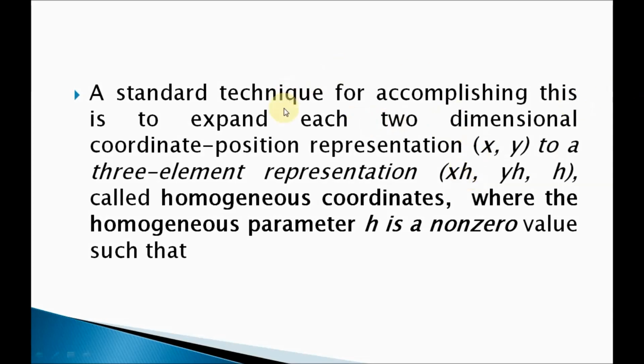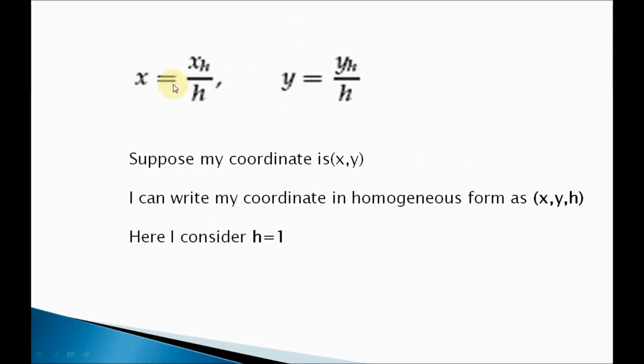So I converted my 2 coordinate form into 3 coordinate form because you know you can't use 2 by 2 matrices. That's why I have to convert into 3 by 3 matrices, so I convert my coordinate values to xh, yh, h. H is a homogeneous coordinate here. And remember, h is a non-zero value. So x is equal to xh by h, y is equal to yh by h.